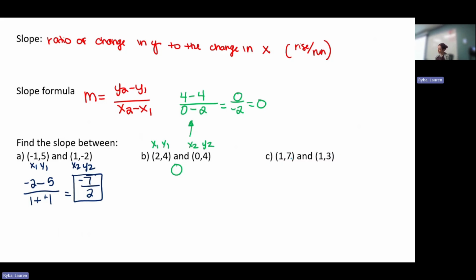All right, last one here, (1, 7) and (1, 3). So x1, y1, x2, y2. And I'll do the work up here again, just because I know sometimes for my people in the back, it's hard to see if I start writing down here, it gets a little tough to see sometimes. All right, so that's going to be 3 minus 7 over 1 minus 1. So 3 minus 7 is -4. 1 minus 1 is 0. -4 divided by 0 is undefined.